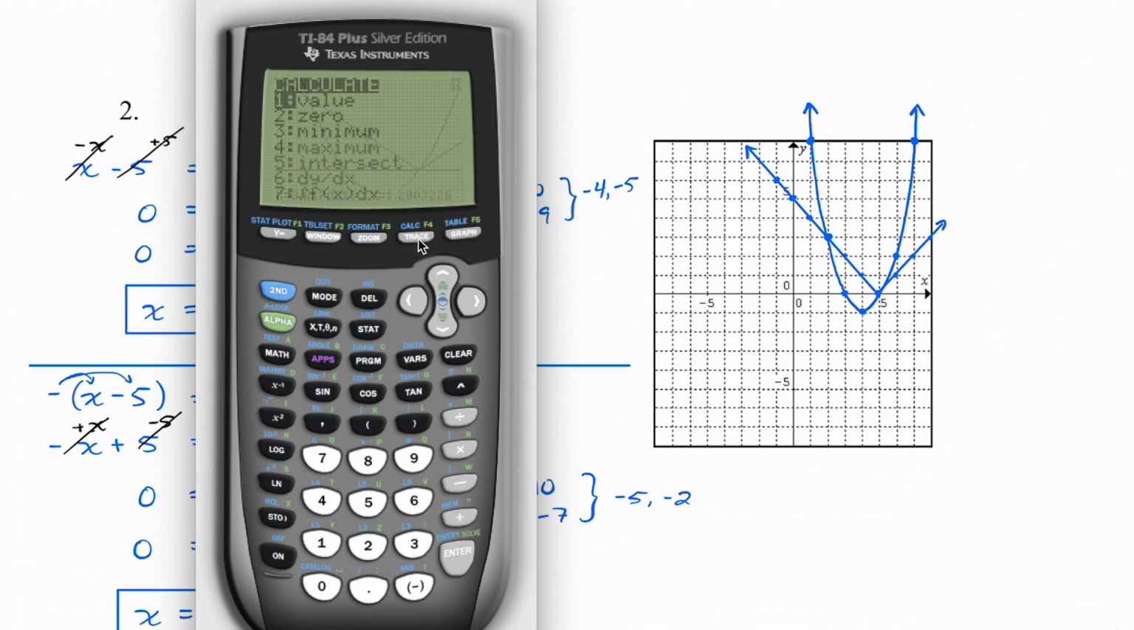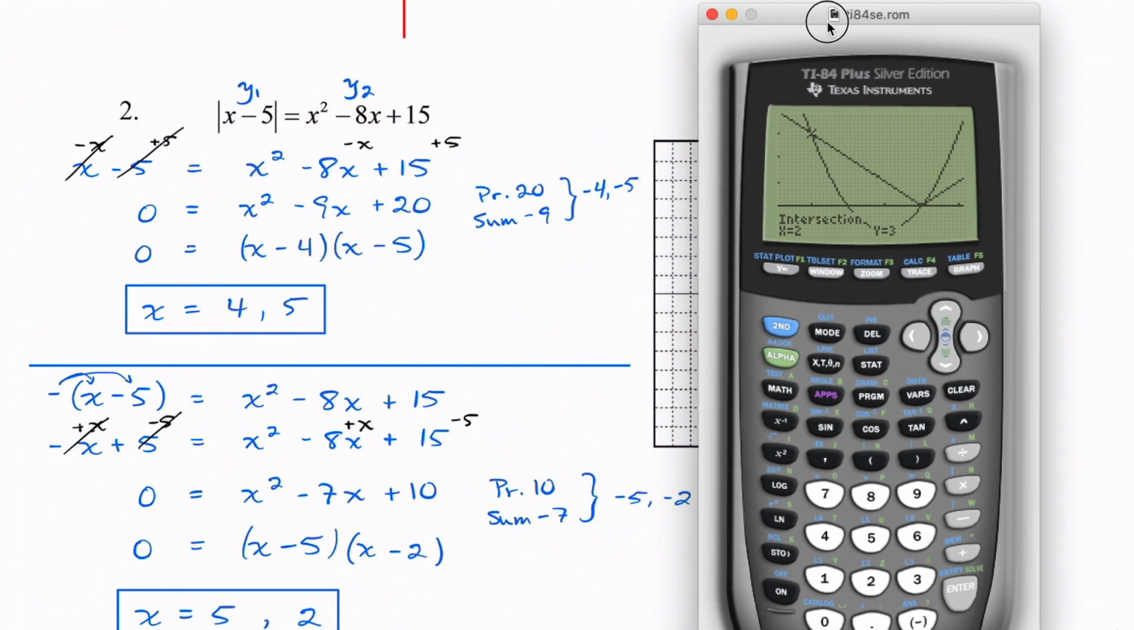We'll go second, trace, and we want to find the intersect. So that's number 5. And then scroll over closest to the line. You can hold it and then click enter, enter, and it's going to move from these 2 points and find the closest intersection, which is right there. So click enter. And we get x equals 2. So that is one of the solutions that we had. So let's just move this over and let's put a little check mark beside our one solution. We verified that one. And then let's find where this other intersection is.